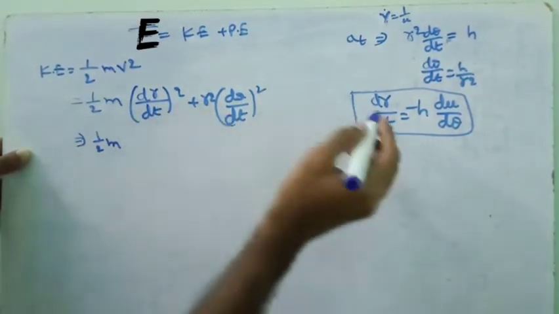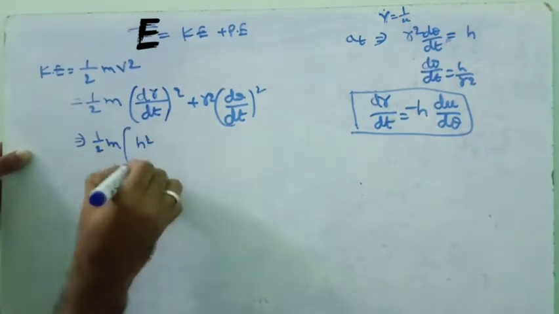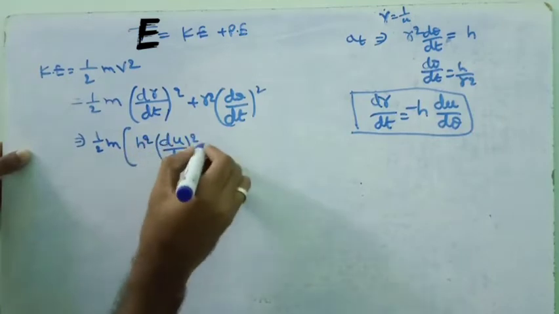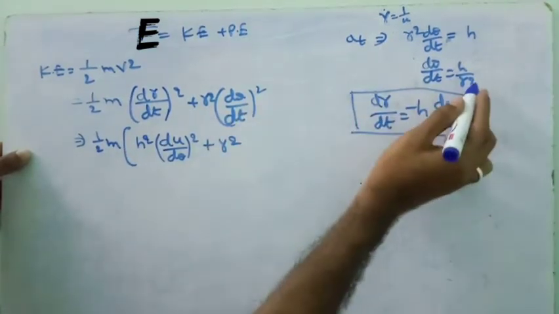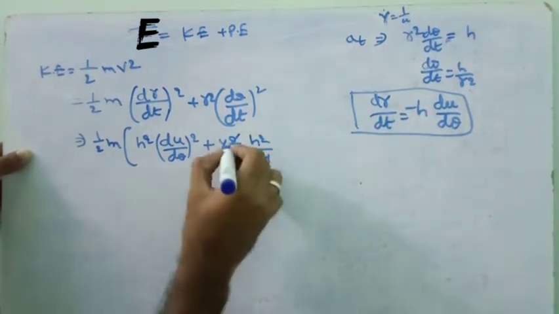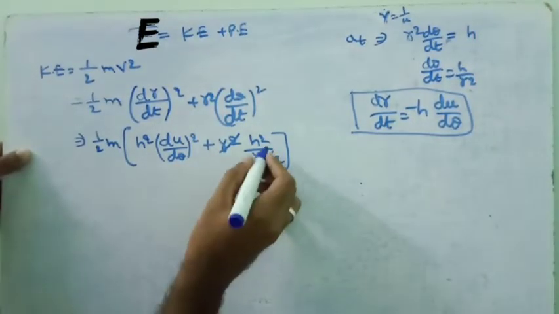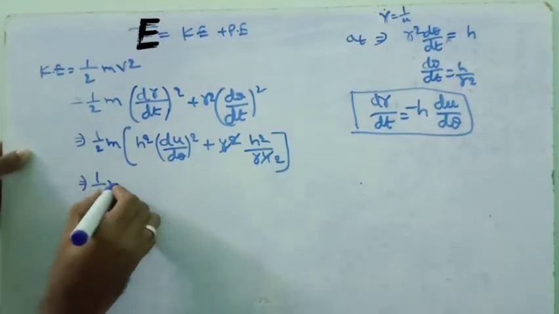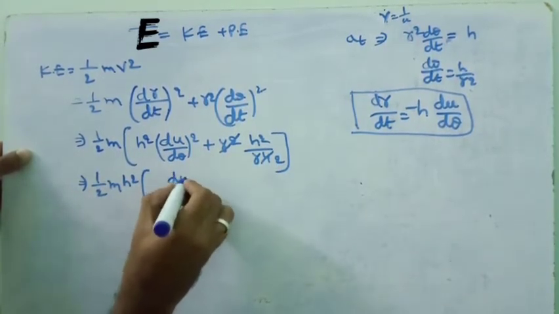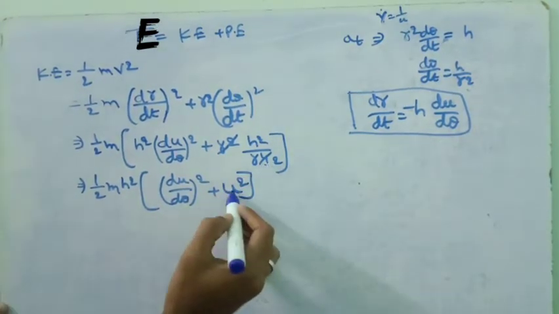Half m into dr by dt, this value, so we directly write h square into du by d theta whole square plus r square into d theta by dt whole square. So h square by r square becomes h square by r power 4 times r square. We write r square in terms of u, so 1 by r square becomes u square. So half m into, taking h square common from these two values, h square du by d theta whole square plus, we write 1 by r square as u square.